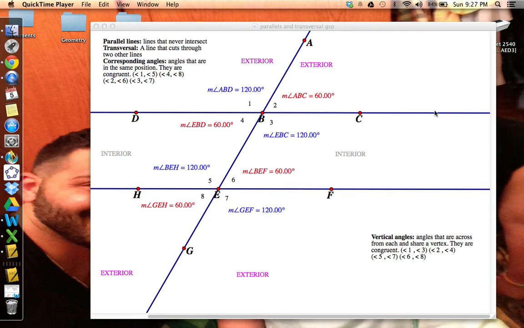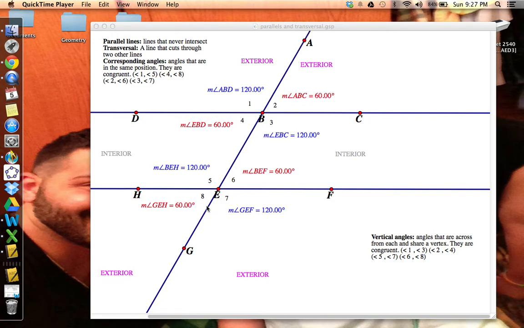So, ladies and gentlemen, what we have here are two parallel lines, and we know they're parallel because they are lines that never intersect. So what I expect for you guys to have right now on your papers is this exact screen in your notebooks. You should have your two parallel lines, and you should have this line that cuts them.